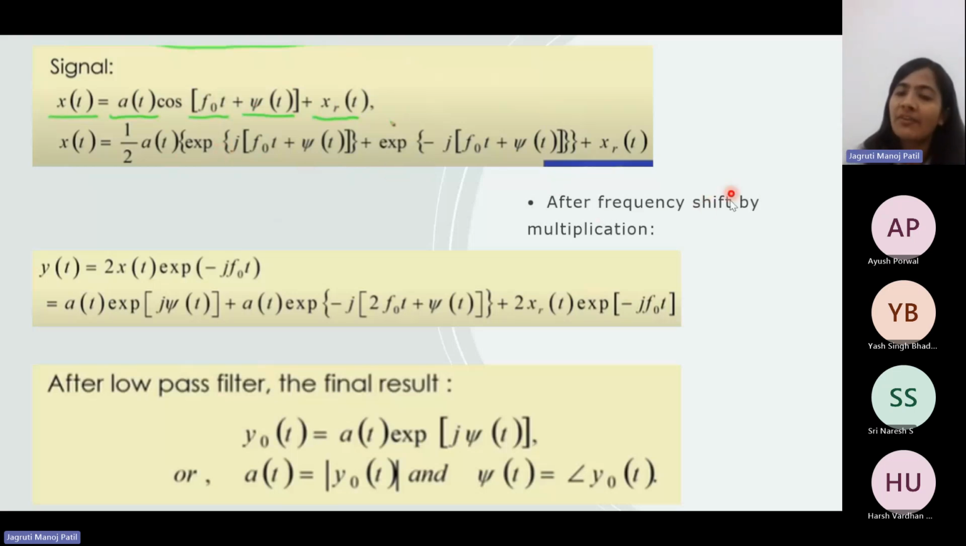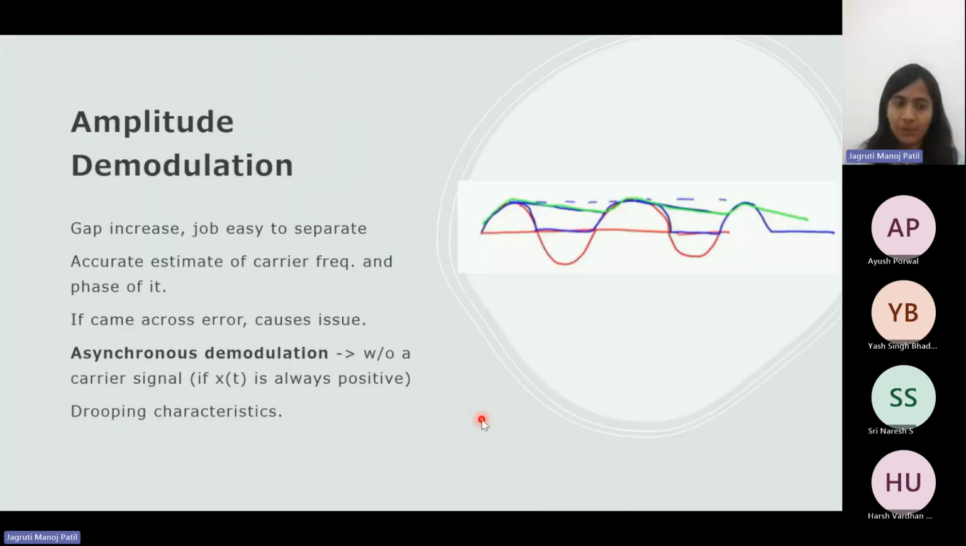Now you do a frequency shift by multiplication, and you got twice the component. Again you split it and decompose it, and apply a low pass filter. The final result would be that you get rid of this particular component and you just get the original signal itself over here. Then you find the magnitude and phase of the signal. So this is the magnitude over here. Magnitude of the signal essentially is this particular part, as well as the phase of the signal is this particular part. So this is how you did the amplitude demodulation.